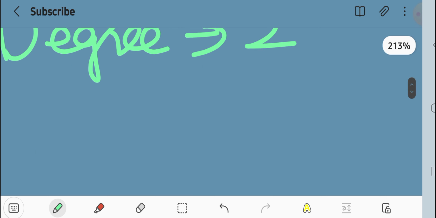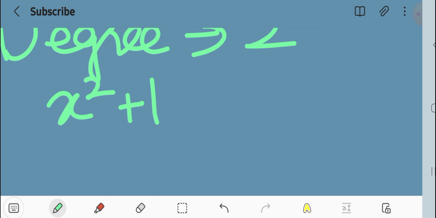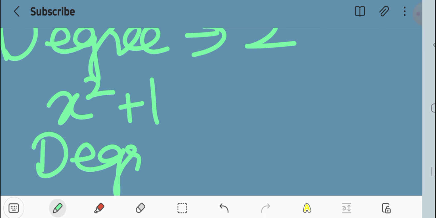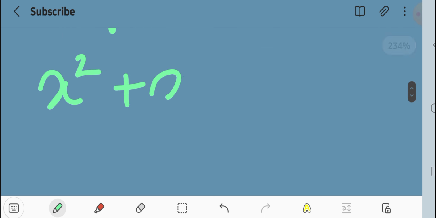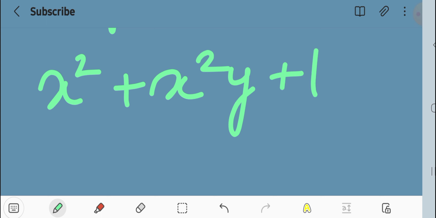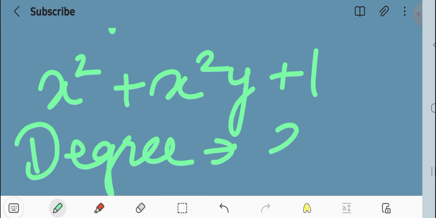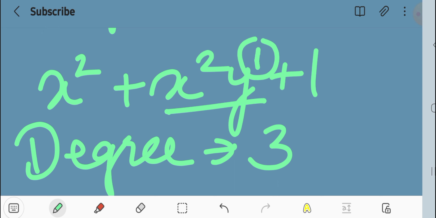Next equation, x square plus 1. What is the degree of the equation? It's 2 again. What is the degree of x square plus x square y plus 1? Yes, it's 2. No. The answer is 3, because x square and y are multiplied. So you need to consider the exponent of y also. You need to add both, which is 3.